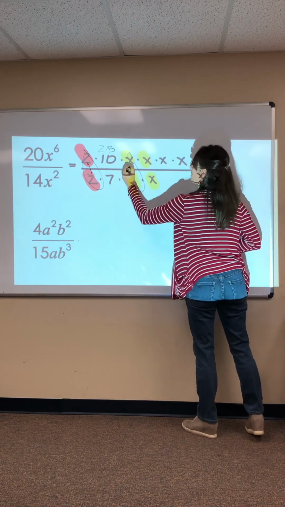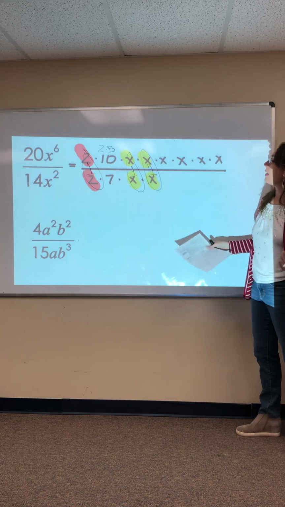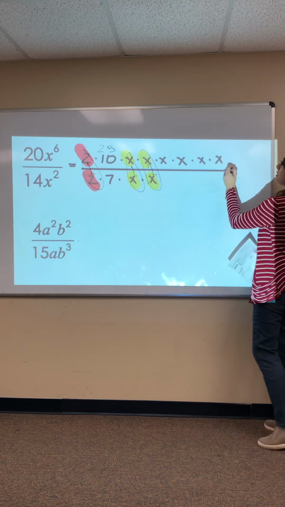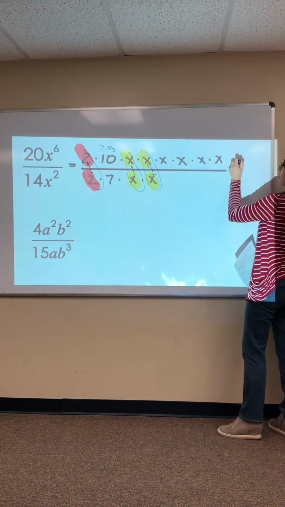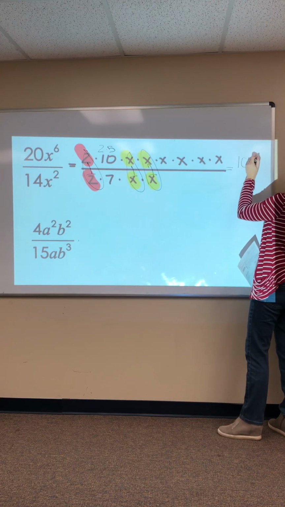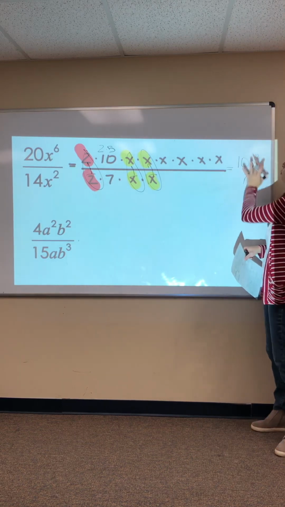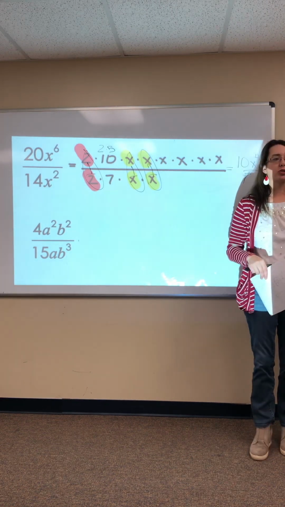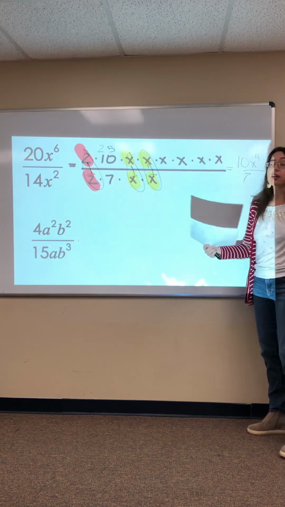We've got x's, x's. And so what do we have left? Once we've canceled everything, we have left over on the top 10x to the 4th, and on the bottom 7. So while it's not down to one singular term, there's still a fraction bar. It is fully simplified as much as it could be.